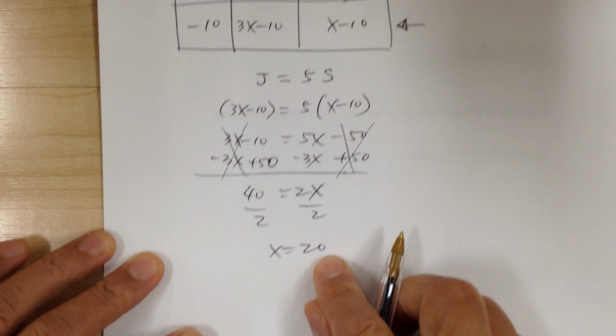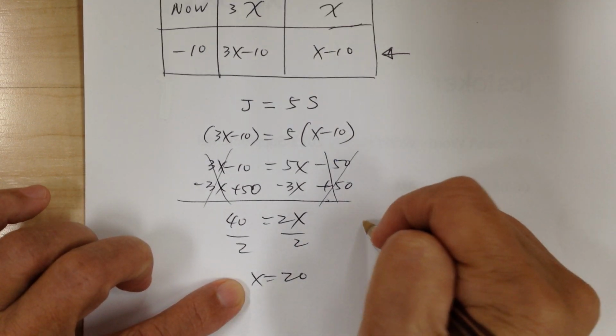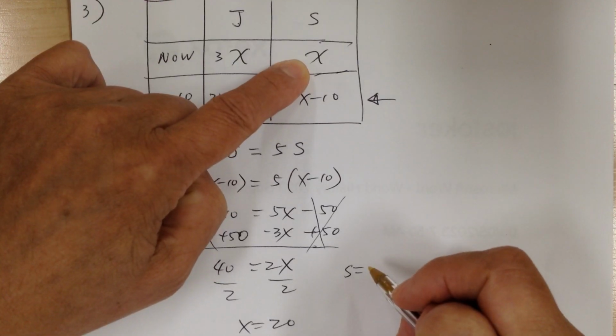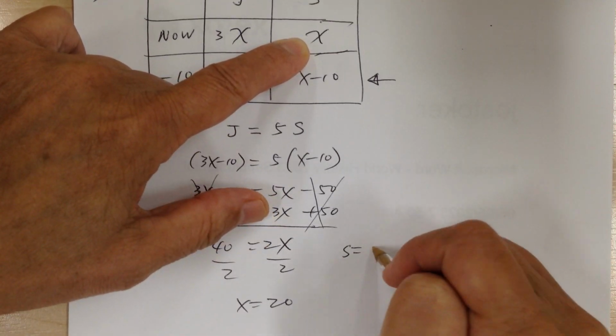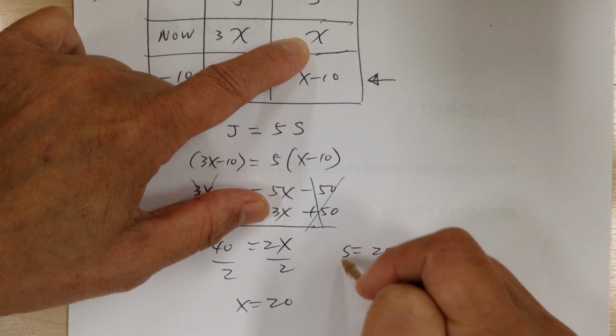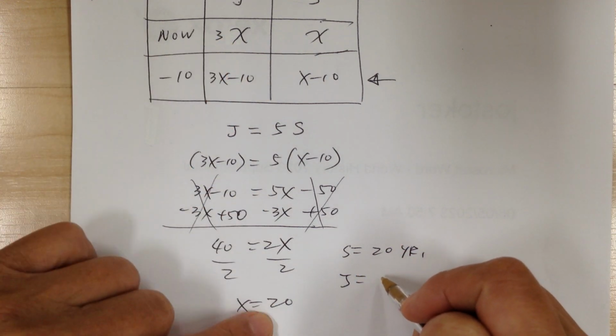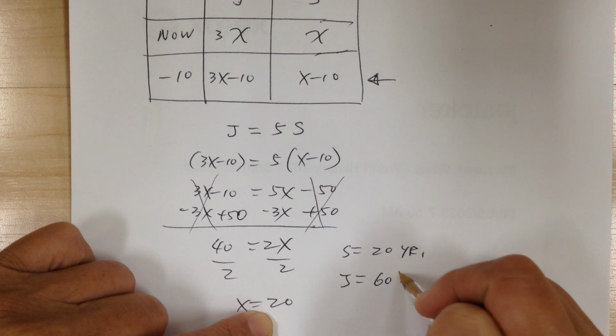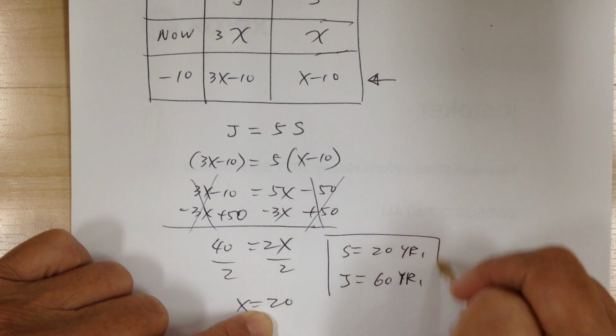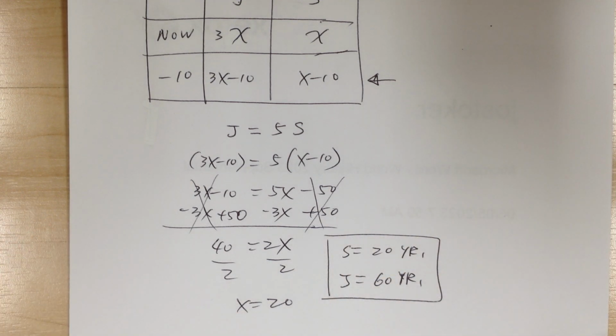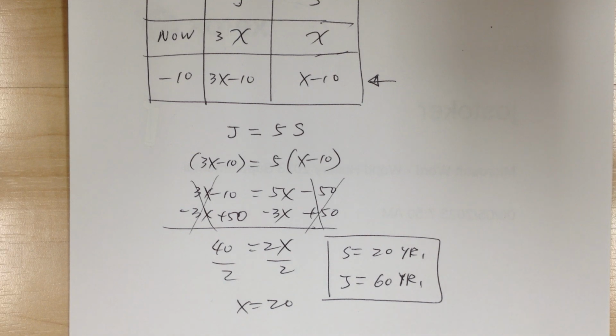Now let's go and answer the question. Over here the son is x, right? So the son will equal 20 years old. And Mrs. Johnson is 3x. So 3 times 20 will give you 60. Okay, let's go to the next one.